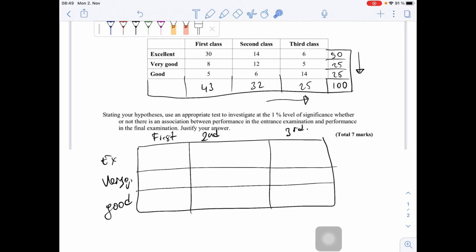If you think that there is no relation, that means it's a Dreisatz, right? But the easiest way is to multiply these two and then divide by 100. So this cell is going to be 43 times 50 divided by 100. This one is going to be 32 times 50 divided by 100. So 32 times 50 divided by 100.